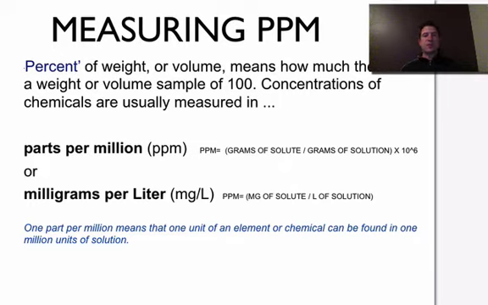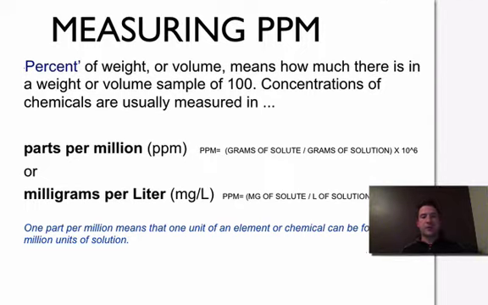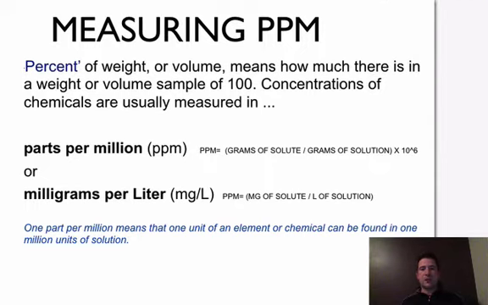Percent of weight or volume means how much there is in a weight or volume sample of 100. If I take percent of weight, for example, and it was 25, that's in a sample of 100, so I could say there's 25% weight. Concentrations of chemicals are usually measured differently, though. We don't measure concentrations particularly in percent, but we use parts per million or milligrams per liter.